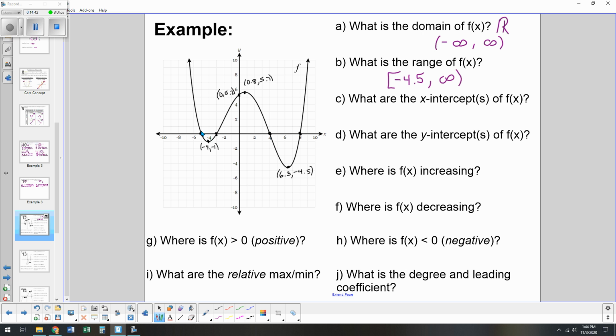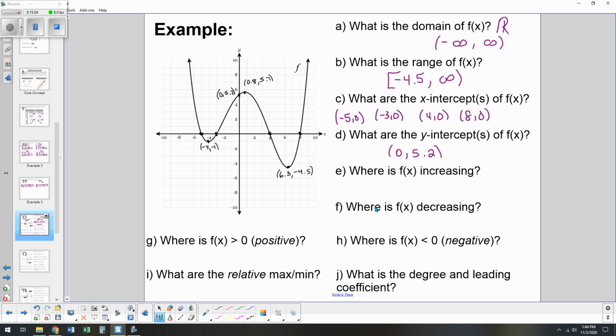The x-intercepts, I have 1, 2, 3, 4 of them. I have negative 5, 0. I have negative 3, 0. I have 4, 0. And I have 8, 0. The y-intercept I have there at 0, 5.2.